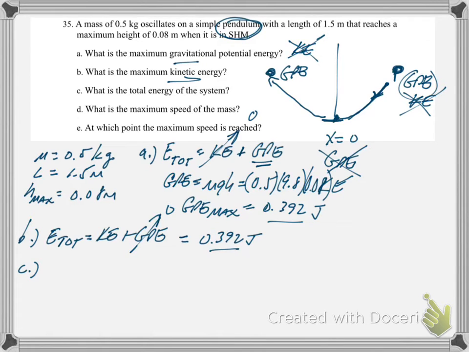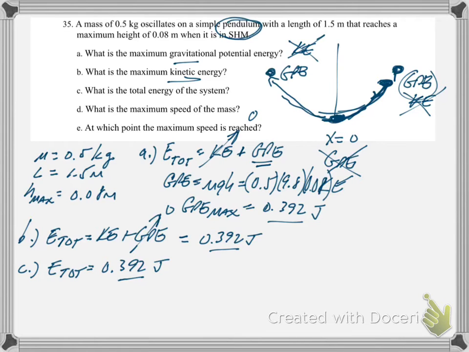C, what's the total energy of the system? The total energy of the system, we said twice already, is 0.392 joules. So the energy is always the same. It's 0.392, 0.392. At here, it happens to be all GPE, and at here, it happens to be all KE.